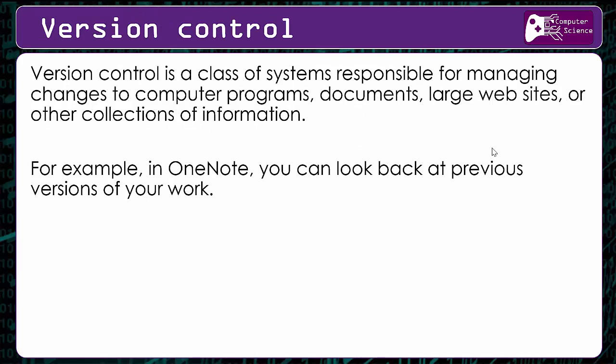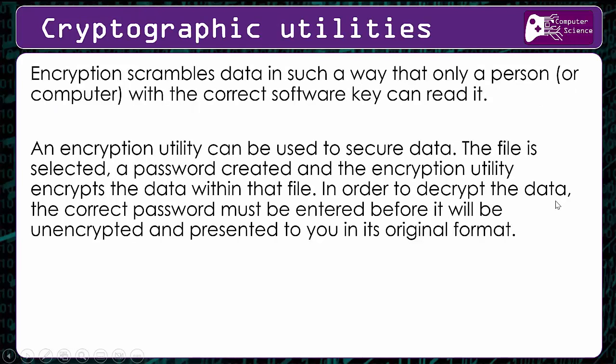Version control. This is a part of a system's responsibility for managing changes to the computer programs, documents, websites or other collections of information. So what it does is it stores different versions of the file that you're working on. So on OneNote, if you right click on a page, you can go to previous versions and it will show you all the updates that you've made to that page so that you can go back and change to a previous version if you've made some mistakes.